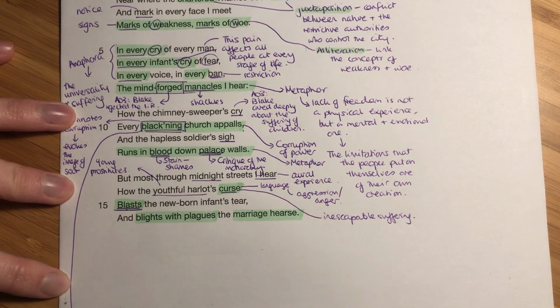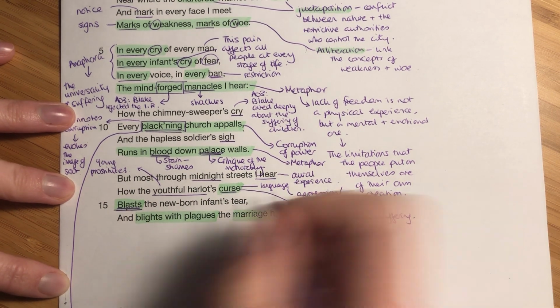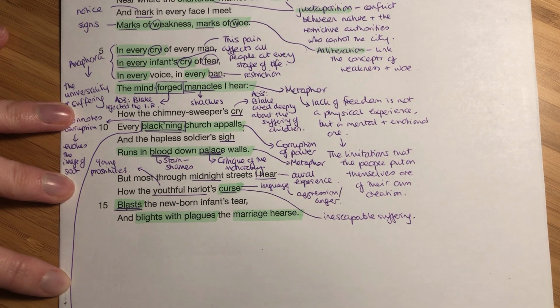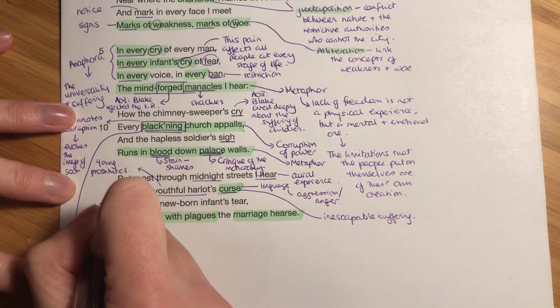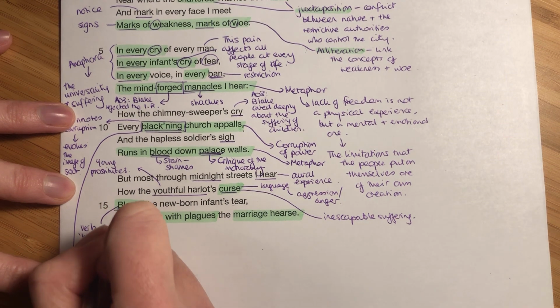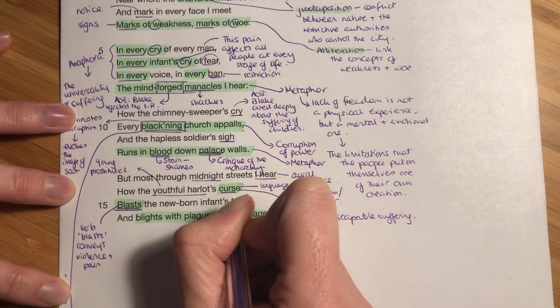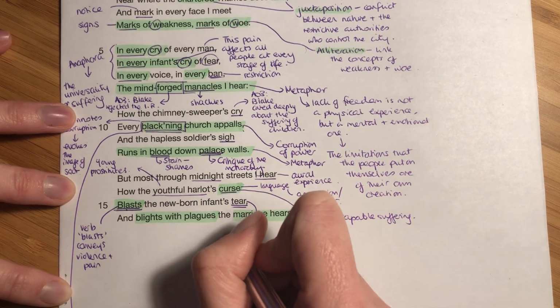This could perhaps reflect listening to these women shouting at their young, or it could reflect their children hearing the shouts and the pain and the anger and the frustration of their mothers. But we have the connection of the youthful harlot's curse with the tear of the infant. And this creates the sense of a cycle of misery, a cycle of suffering, and a cycle of oppression. So the verb blasts conveys violence and pain.